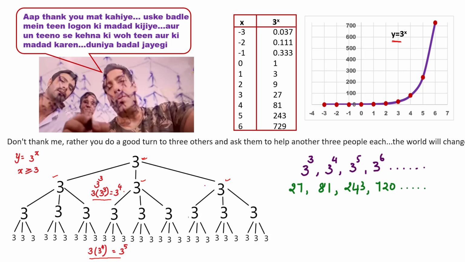This was leading to so many number of people, 27. Then see here, if you are changing the value of x just by 3, 4, 5, 6, then the value of y or f of x was just exploding. And the condition for this function was that x should be either equal to 3 or greater than 3. That was the condition for this exponential function he had given.